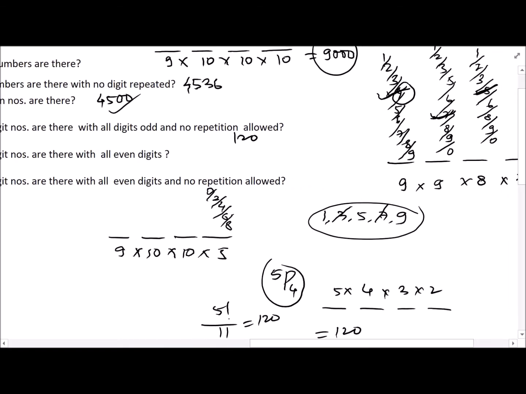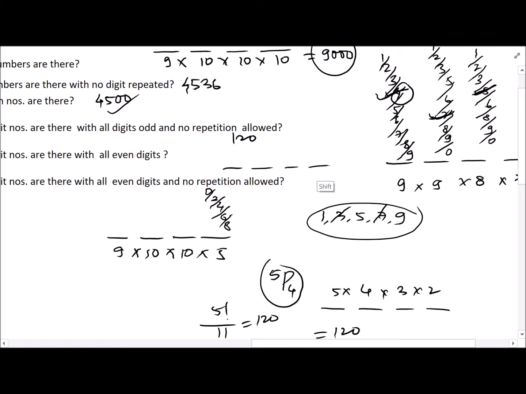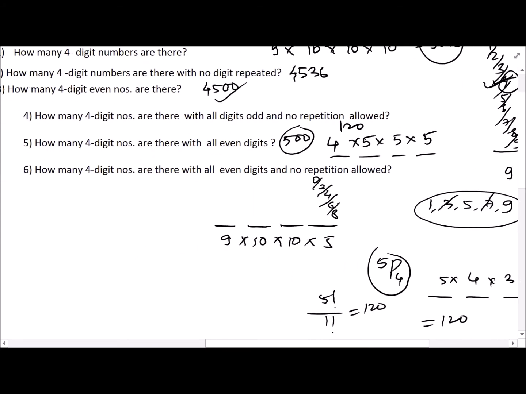All even digits. All even digits means 1, 2, 3, 4. Here you can use all 5 digits. Here you can use all 5 digits. Here also you can use all 5 digits. But here you can use only 2 or 4 or 6 or 8. All even digits, but 0 is not allowed at the first place. So 4 options are here. Okay. So 4 into 5 into 5 into 5, that is 125 into 4, that is 500. 500 numbers will be there.